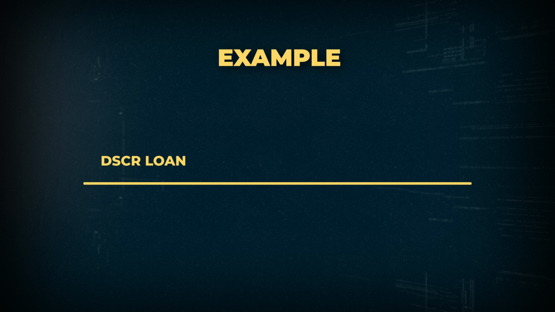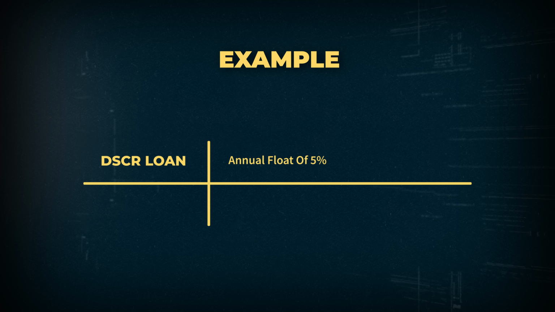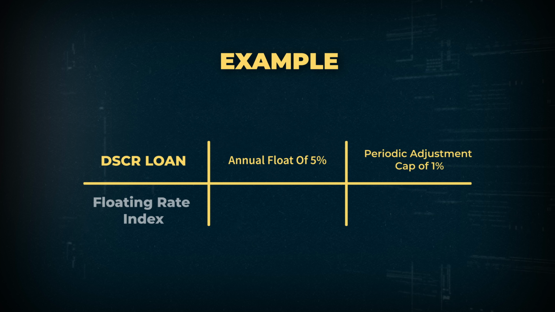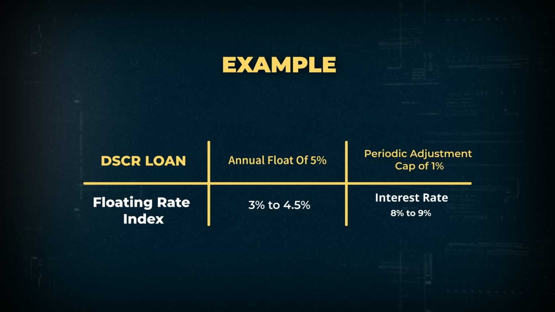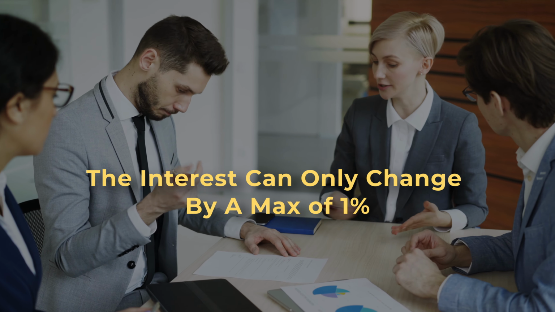For example, if there's a DSCR loan that is in a floating rate period that floats annually with a margin of 5% and a floating rate periodic adjustment cap of 1%, and if the floating rate index changes from 3% on one floating rate adjustment date to 4.5% on the next one, the interest rate will change from 8% to 9%, not 9.5%, because the interest rate can only change by a maximum of 1% per period.